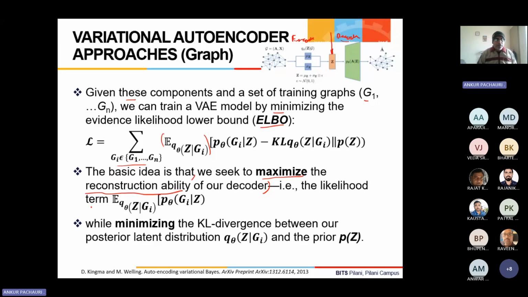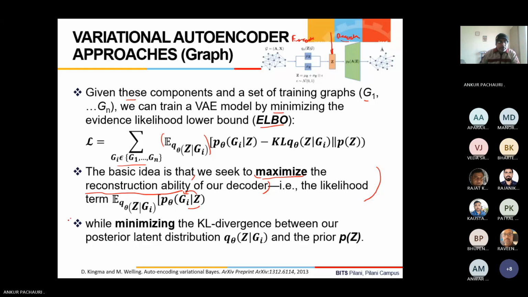That is the likelihood term, E over q theta of Z given Gi, of log p theta of Gi given Z. Based on this information, an almost realistic graph has to be generated. So this is the maximization activity. We'll have to do it. As I've already mentioned, this will be a min-max function, so we will be maximizing the reconstruction ability of the decoder.